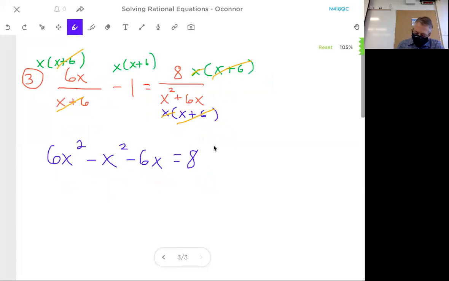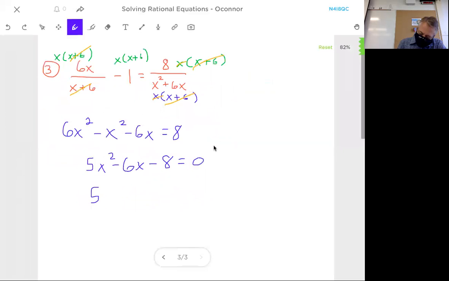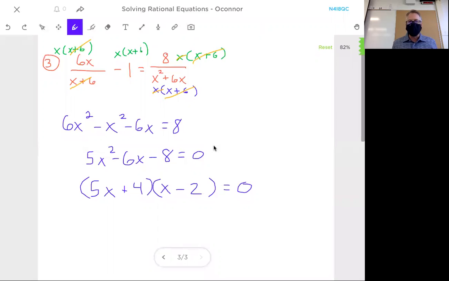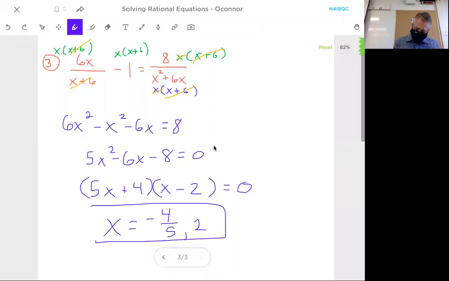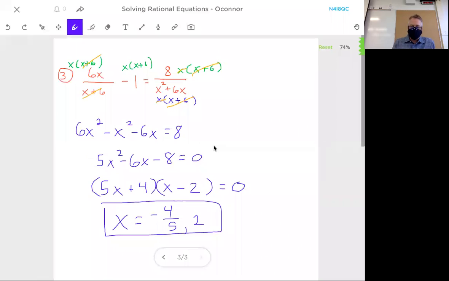Now it's quadratic. So I'll get everything on the left side here. I get 5x squared minus 6x minus 8 is equal to 0. Try and factor that thing. 5x and x. 4 and 2 would give us 10x and 4x. So as long as I have negative 10x and positive 4x. So it factors into 5x plus 4 times x minus 2. And so our answers are x equals negative 4/5 or 2. Both of those answers are acceptable. The only thing that wouldn't be would be 0 or negative 6. And so we're done. We get 2 solutions for that one.